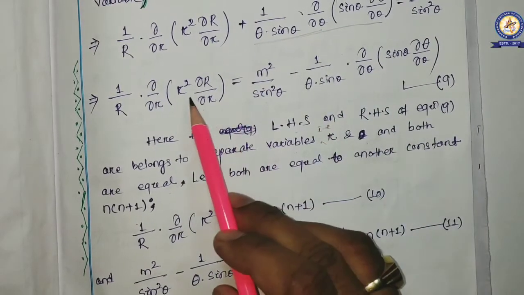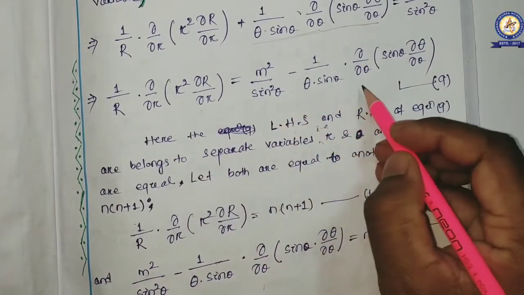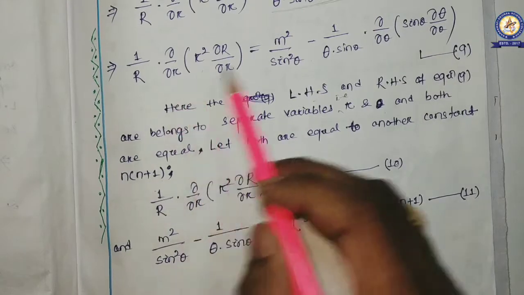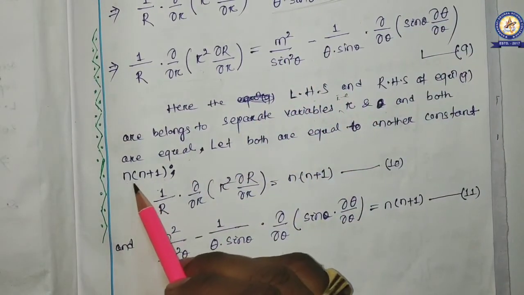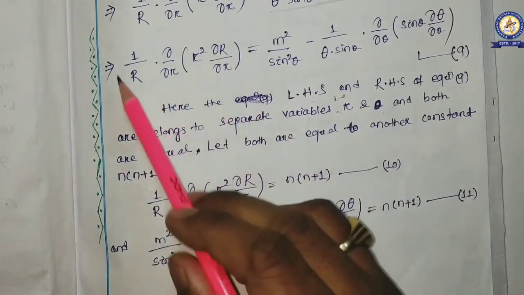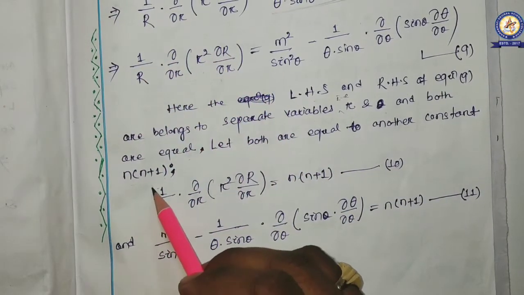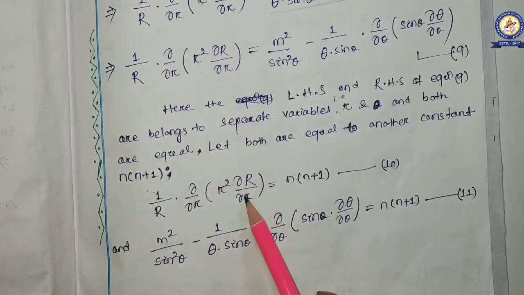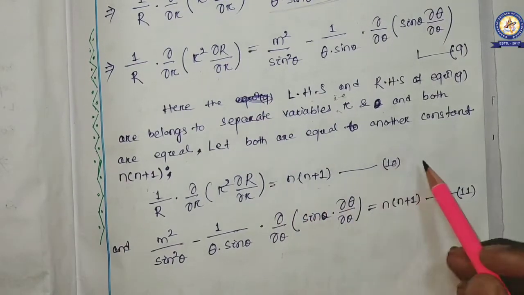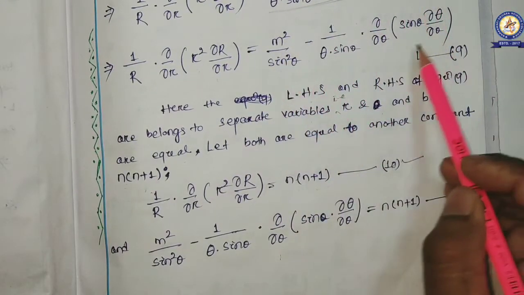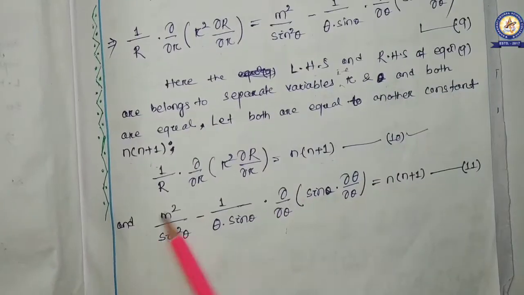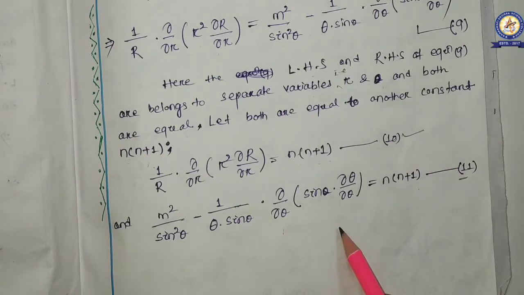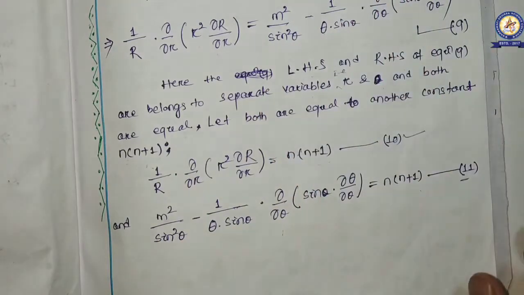Here we consider that this LHS equals the RHS, which equals another constant, n into n plus 1. So this will be equal to n into n plus 1, and the LHS will also be equal to n into n plus 1. So 1 by r into del by del r of r square del by del r of capital R equals n into n plus 1. Let this be equation number 10. And this RHS expression equals n into n plus 1. Let this be your equation number 11. So watch the video carefully, pause the video and write down.